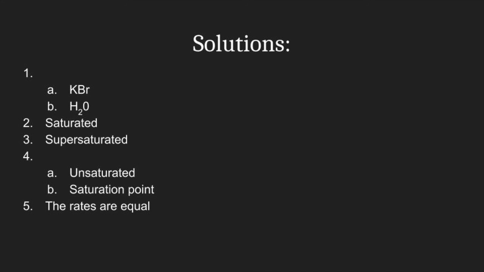The solutions are as follows. In question 1, KBr, or potassium bromide, is the solute, and H2O would be the solvent. For question 2, saturated solutions are said to be at equilibrium. For question 3, a solution with more stuff dissolved than the theoretical max is called supersaturated. For question 4, if everything dissolved, we know that this solution is unsaturated, and the point at which the stuff will stop dissolving is known as the saturation point. And lastly, in a saturated solution, the rate of dissolution equals the rate of precipitation.